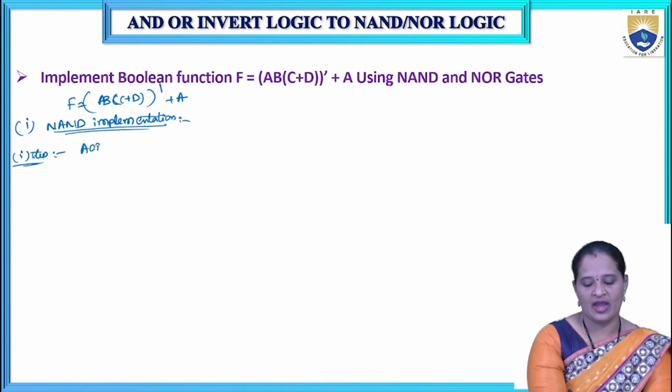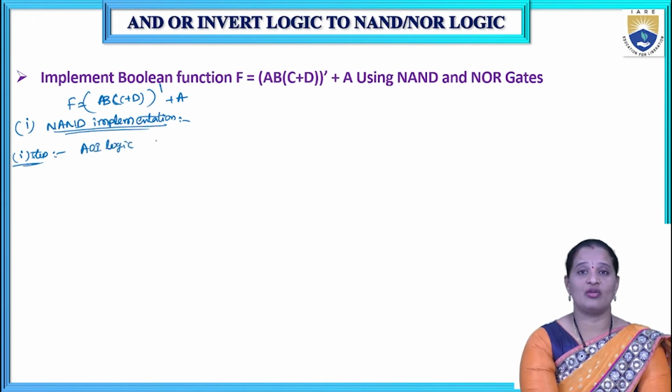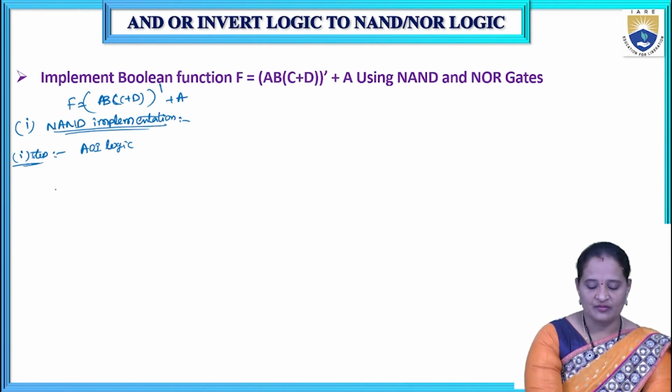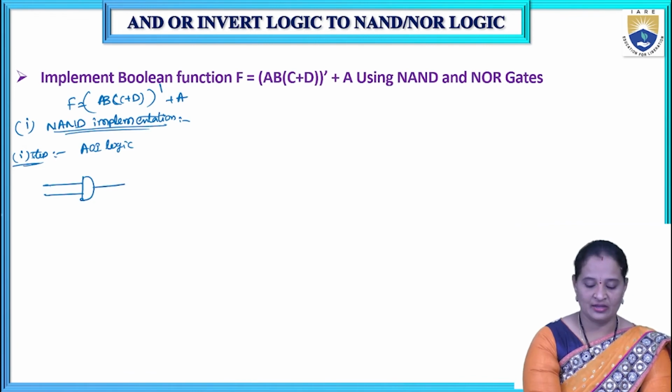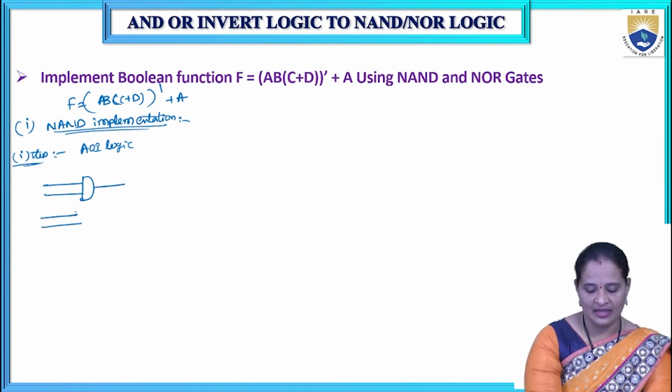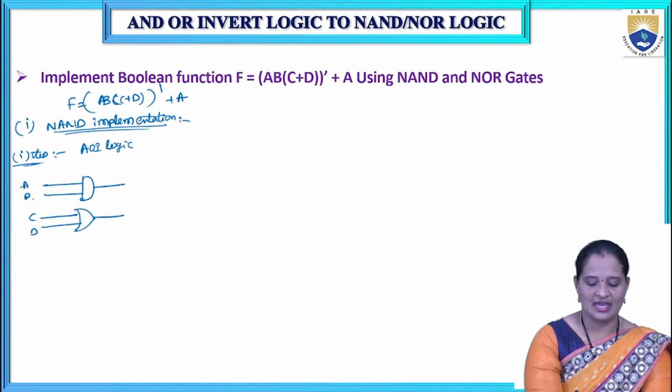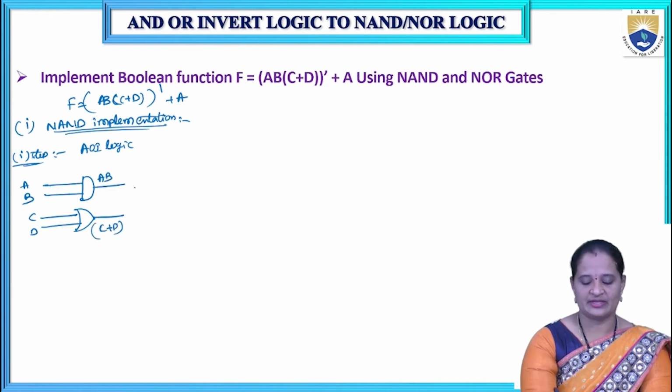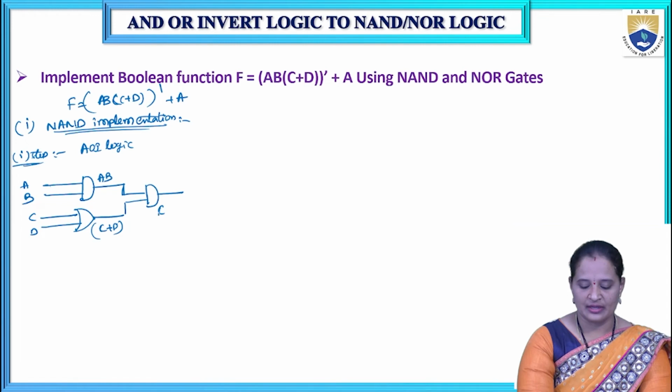So the first step is AOI logic. So I want to draw the AOI logic for this circuit. So what is that? First I am taking A, B and I am giving it to an AND gate, and then C, D and I am giving it to an OR gate. So this is CD and this is AB. What is the output of this AND gate? This is AB and this one is C plus D. And then I am giving these two as an input to an AND gate again here.